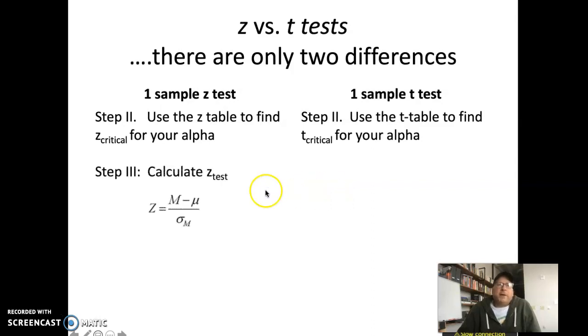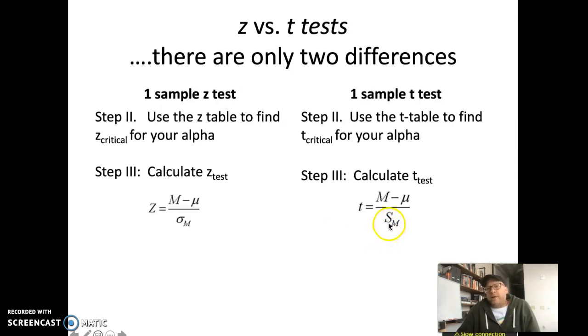In step 3, we calculate our test statistic, z-test. And the formula for that is our sample mean from our study compared to the population mean divided by the standard error. Well, in the t-test, not surprisingly, we calculate a t-test statistic. And if you look at this formula, it's the same numerator. It's just the distance between mu and M. And here it's divided by standard error. Only difference is here the standard error is calculated from the sample standard deviation. Here it's calculated from the population standard deviation. So it's really conceptually the exact same thing. The adjustment has been made as soon as you calculate standard deviation.